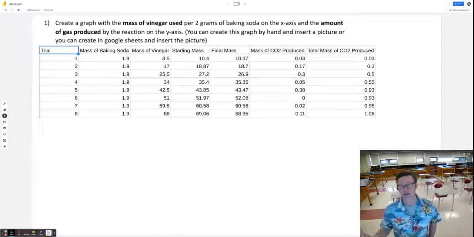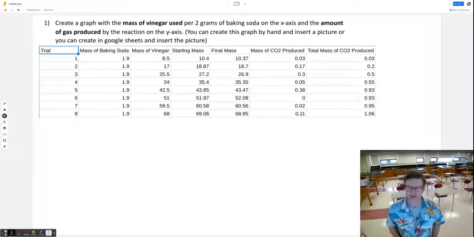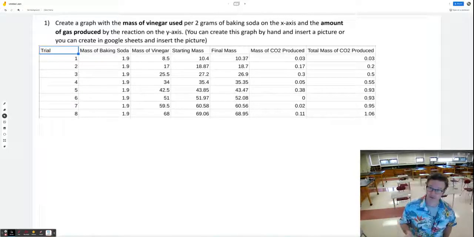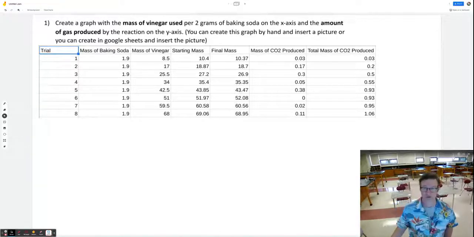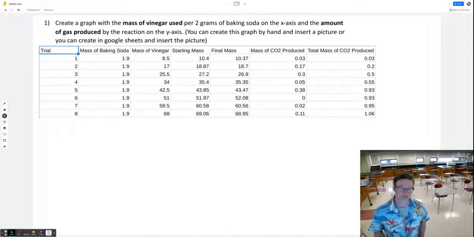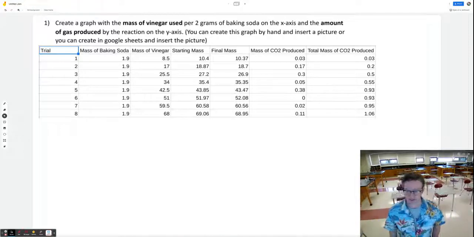And then I want to show you roughly how to make the graph. It's important to note here that I did use 2 grams of baking soda, but I used different amounts of vinegar than you guys did. So you can't just take this data and use it, but the process of creating the graph will be the same. It's just that you're going to be using different numbers. So I just wanted to put that out there.